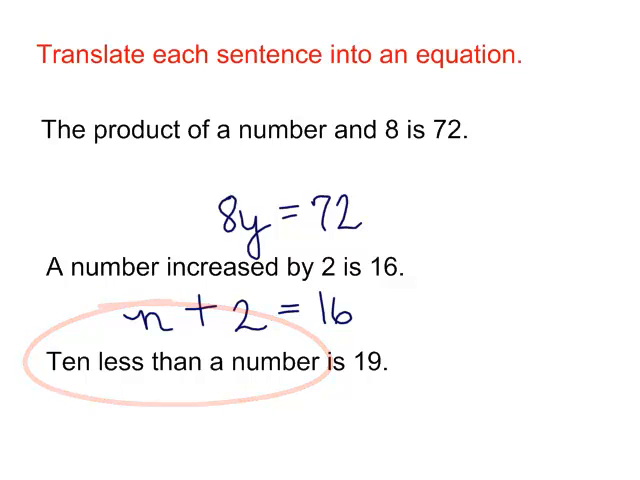10 less than a number. I'm going to begin with a number. I will let my number be x. I don't want x. I want 10 less than that number. So I'm going to take that number, subtract off 10, and there's my equals, is 19.